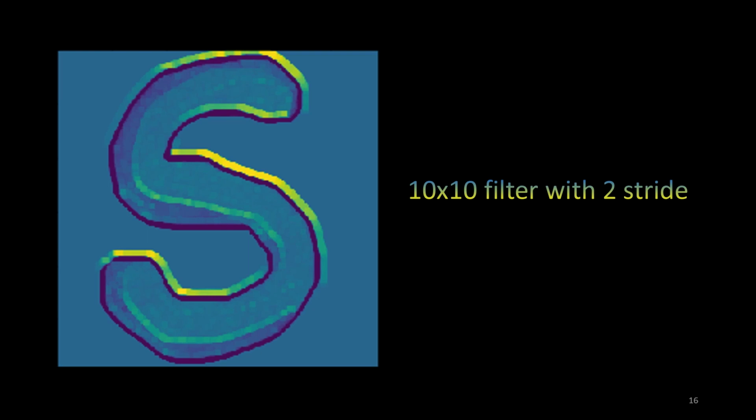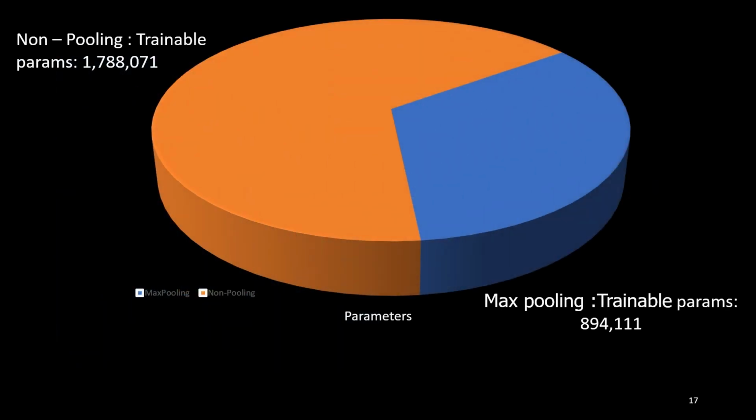Now let's understand the computational complexity which we were talking about earlier. As for every deep learning model, we get a trainable parameter count, which is like a hint to the complexity of the model. For the current model, which I used for this demonstration, trainable parameters in the non-max pooled version is 1,788,071, whereas trainable parameters in the max pooled version is 894,111, which is exactly half of the first one. This is the difference pooling is all about. In much bigger models, this impacts the performance a lot.